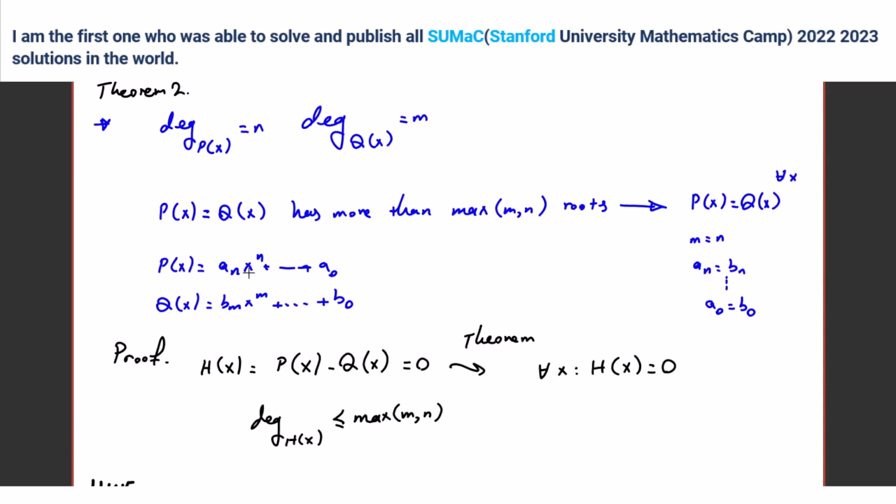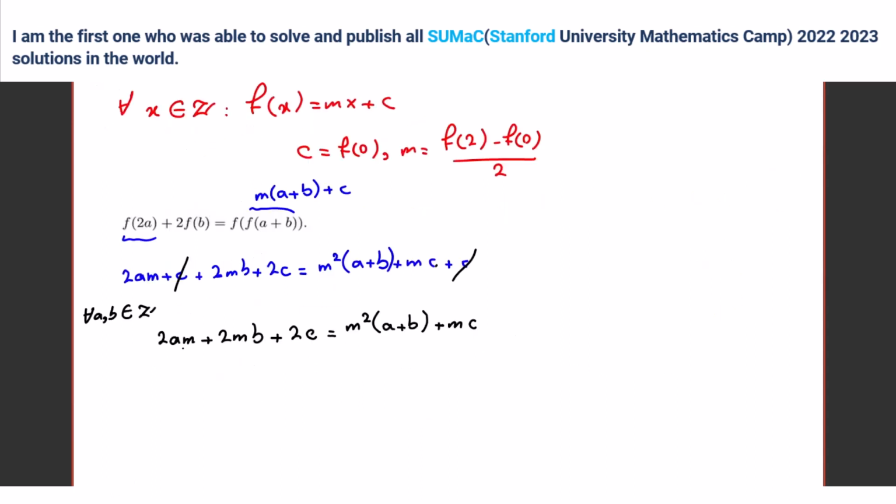But here it was only for one variable, right? Here we have two variables, a and b. So try to use something like that, consider corresponding coefficients, and then find m and c. Because it is correct for infinitely many a and b, right? Okay, so try.